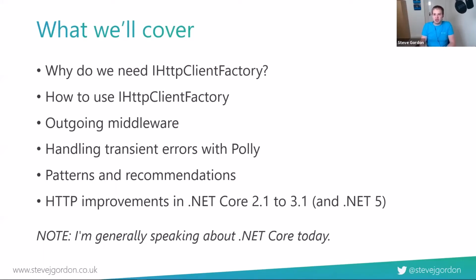We'll talk a little about how we handle transient errors, particularly using a library called Polly. We'll look at some other patterns and recommendations. These are some of the things that I see in code reviews and tend to correct, and that are just not that obvious unless you've been shown them, so I try to point them out and show them in code. We'll also talk about the HTTP improvements that have been made generally through the code base.